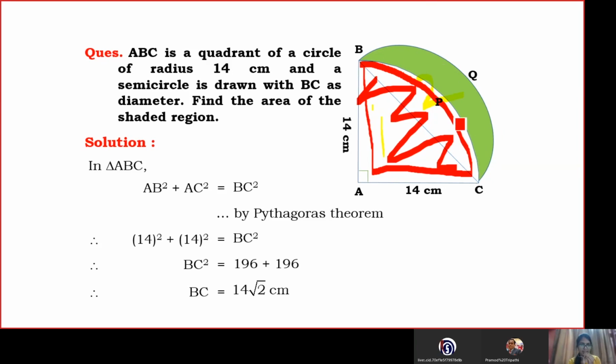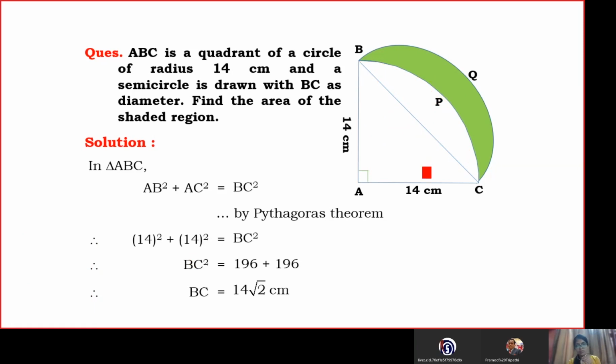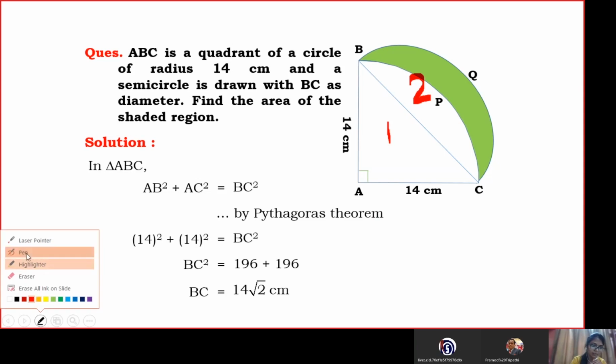Yes? So just understand that in this question we have to first deal with area of a triangle, then you have to deal with area of a semicircle, then you have to deal with area of a quadrant. And you will be able to calculate the final answer. Let us understand how have they done it.